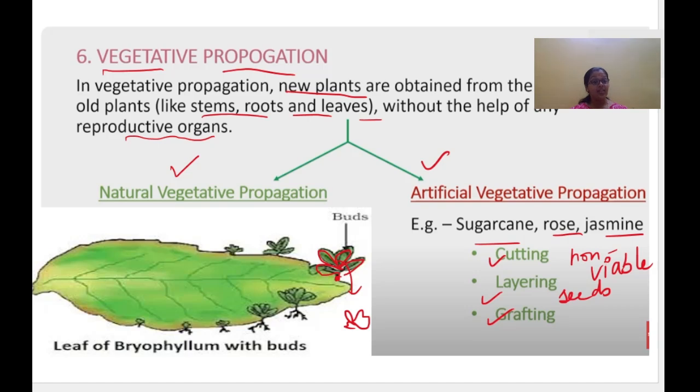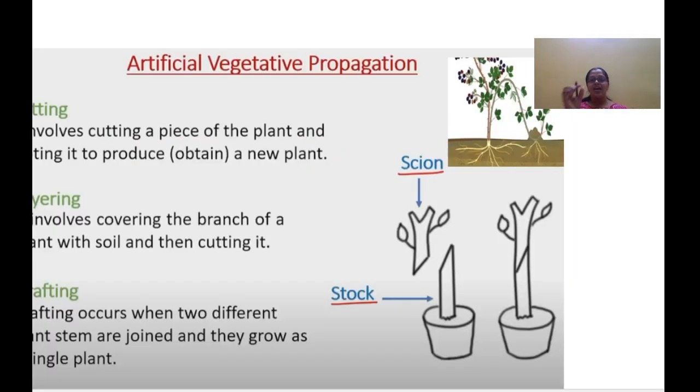So let's see what is cutting. In the case of cutting, as the name suggests, any small part of the stem is taken, cut out, and it will grow into a new plant. It can be seen in the case of common money plants and rose and all, we go for cutting. So cutting a piece of a plant and producing a new plant is the common artificial vegetative propagation method. The second one is layering, which is shown here.